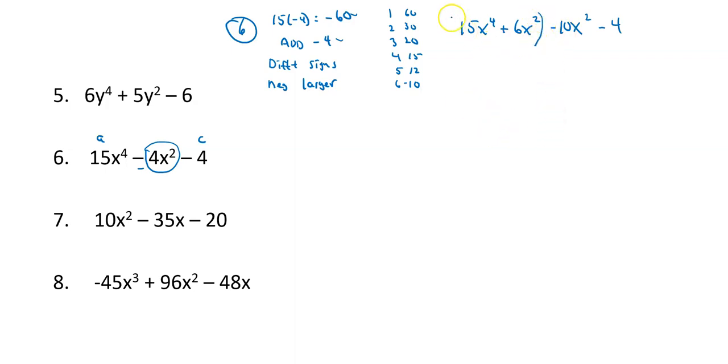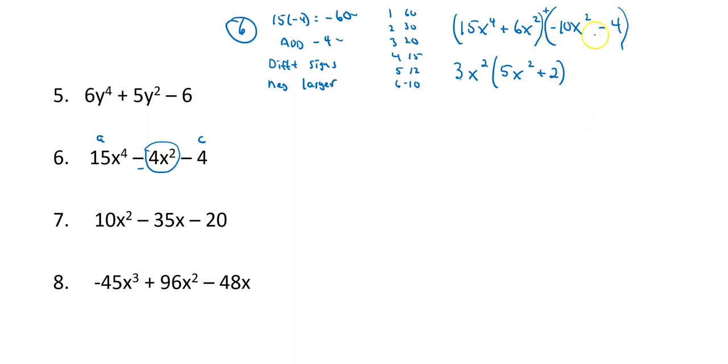All right, so I'm going to group the first two together. I'm going to put a plus sign, group the second two together. In the first group of factors, they both have an x squared in common, and they both have a 3 in common. So if I pull out a 3x squared, and then take 15 divided by 3, I get 5. X to the fourth divided by x squared is x squared. 6x squared divided by 3x squared is 2.